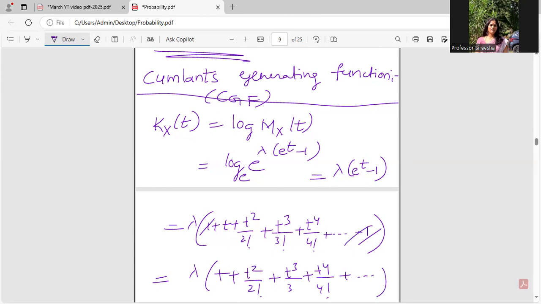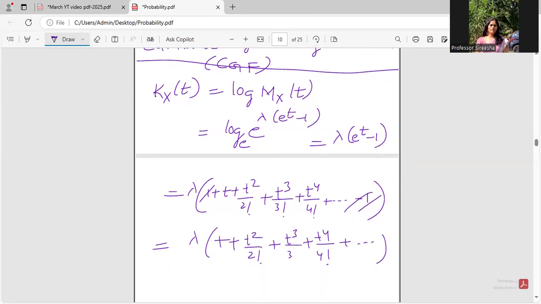I'll talk about why this cumulant generating function is needed, and what the basic idea is behind finding the cumulant generating function, in the next video because it's becoming long.